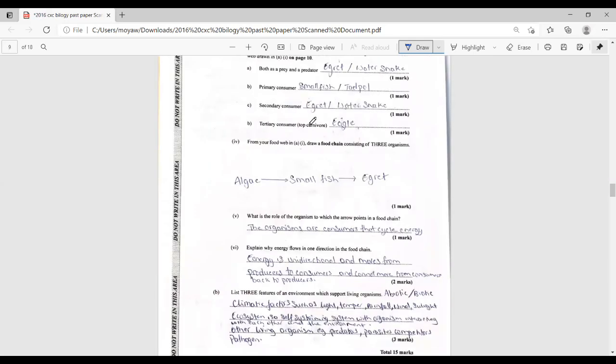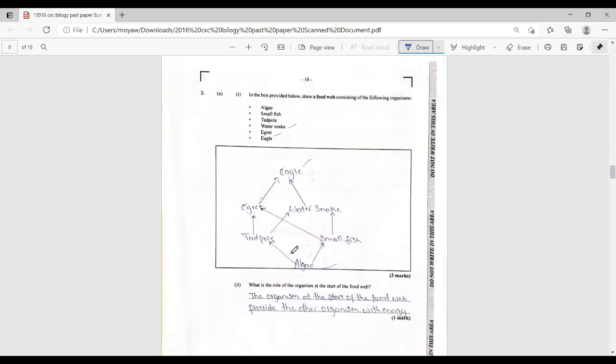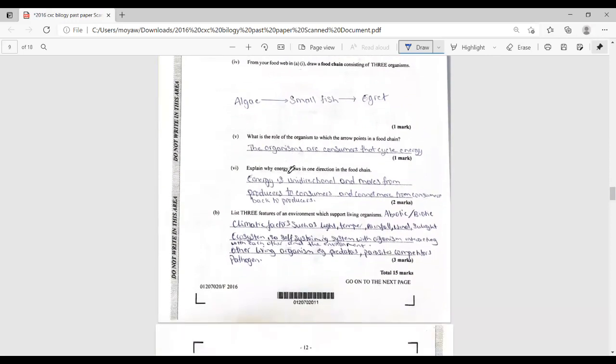So now from your food web in AI, draw a food chain consisting of 3 organisms. So I have algae, small fish, egret. So you don't have to make that choice. You could also go a different route. So algae, small fish, water snake. Could also go algae, small fish, eagle. Could also go algae, tadpole, water snake; algae, tadpole, egret; algae, tadpole, eagle. So remember, it has to be 3 organisms though. So any one of those combinations should be okay.